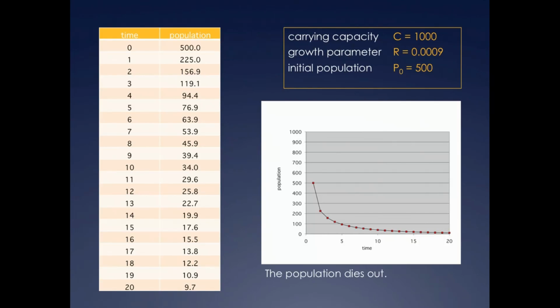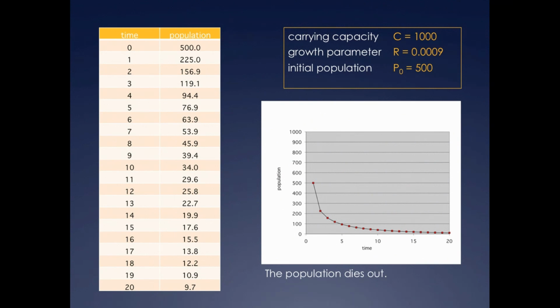So in this first example, I've taken the growth parameter to be the value 0.0009. And using that, I have generated a population sequence. As you can imagine, it would probably be convenient not to have to do these things by hand. And indeed, I used a simple spreadsheet to generate this population sequence.